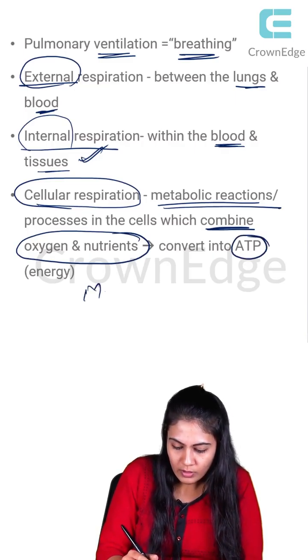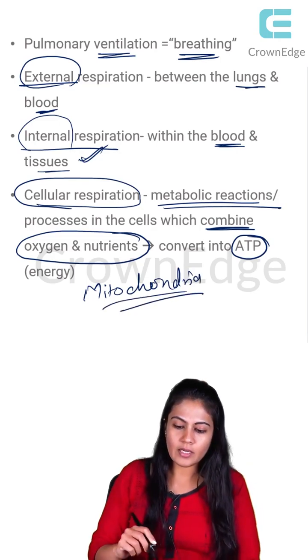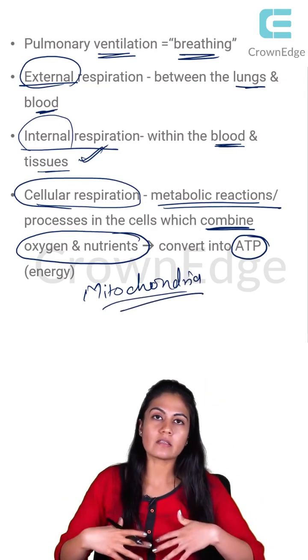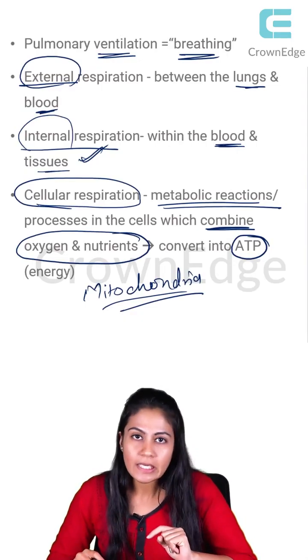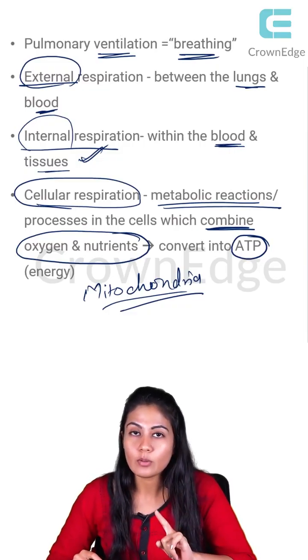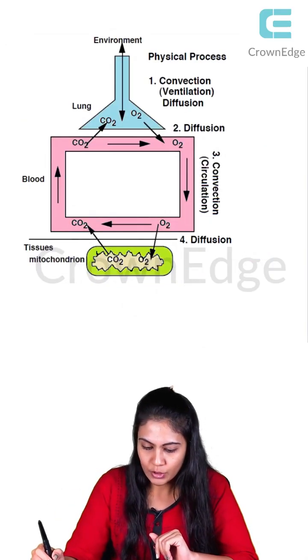So whatever oxygen is used by the mitochondria, and whatever carbon dioxide is released while producing the ATP, that is known as cellular respiration. So these are the three different definitions, right?